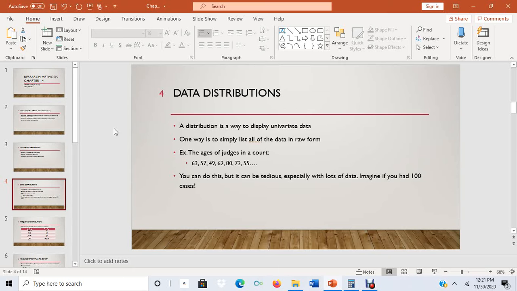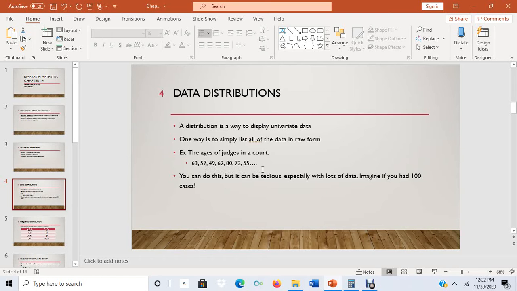Data distributions are a way to display univariate data. And the book gives this example of the ages of a number of judges. So let's say that we went to a courthouse and we collected data on the judges in that courthouse and how old they were. And so here's an example of some of the age data that we might find. So one judge is 63, one judge is 57 years old, one judge is 49, one judge is 62, and so on and so forth.